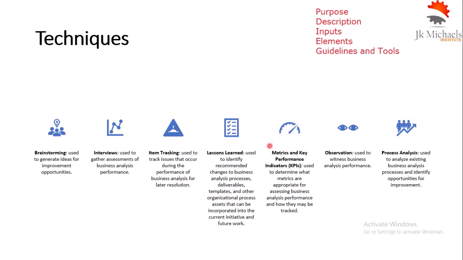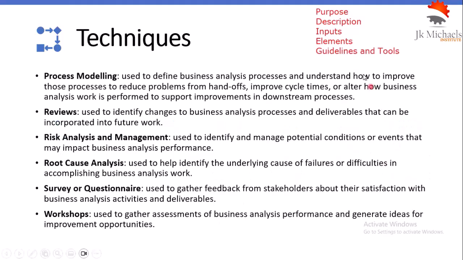We need KPIs, of course, right? We use them to determine what metrics, what indicators are important for assessing BA performance and how do we track, record and maintain these KPIs. And then, of course, we have observation. We want to witness business analysis performance, whether there have been improvements. And then again, we have process analysis to analyze existing BA processes so that we can see opportunities for improvement. And this brings us to techniques, right?